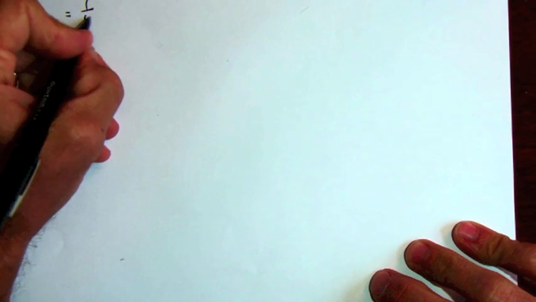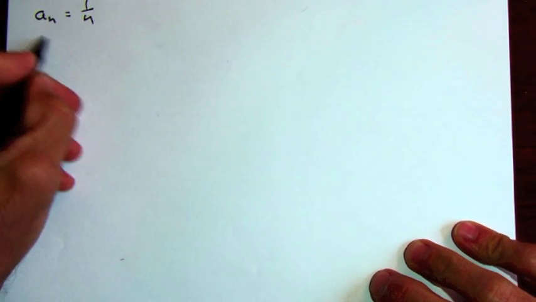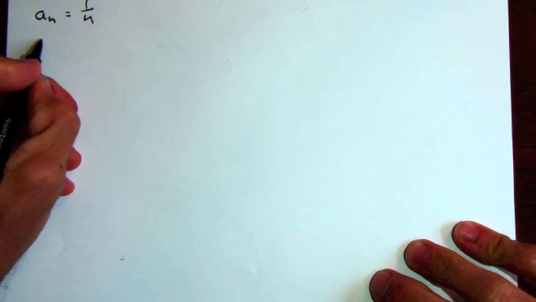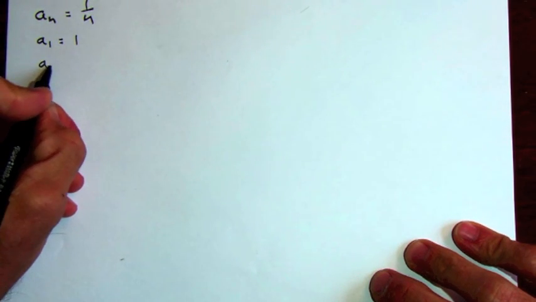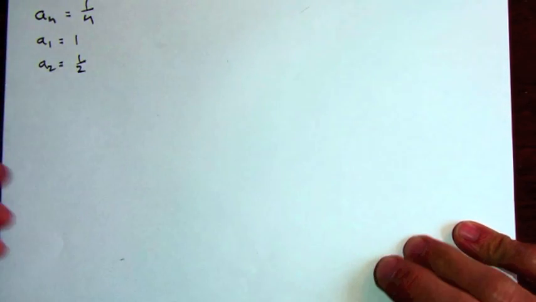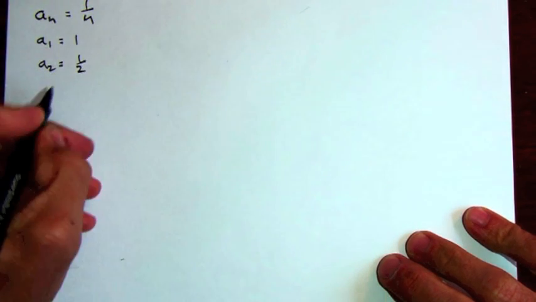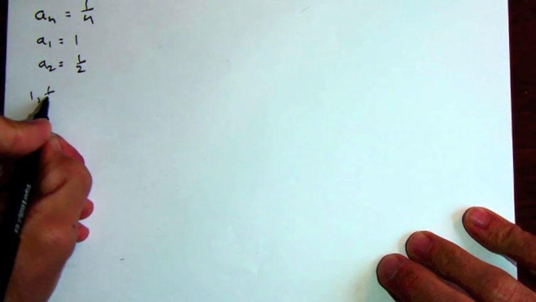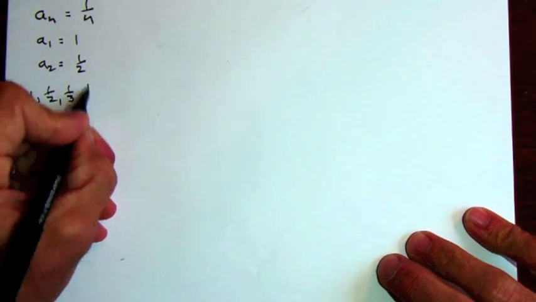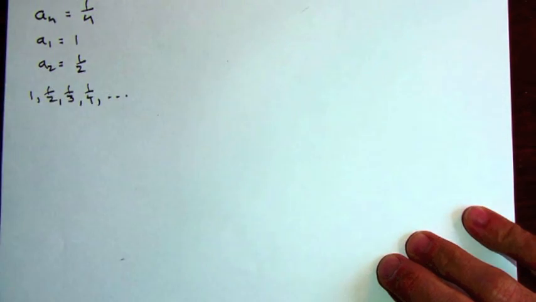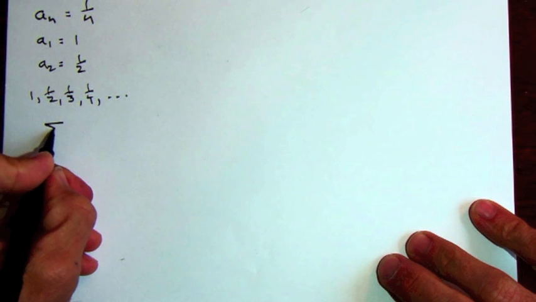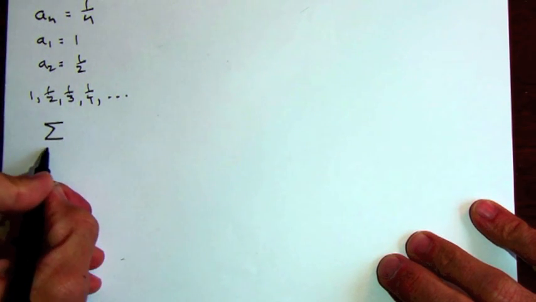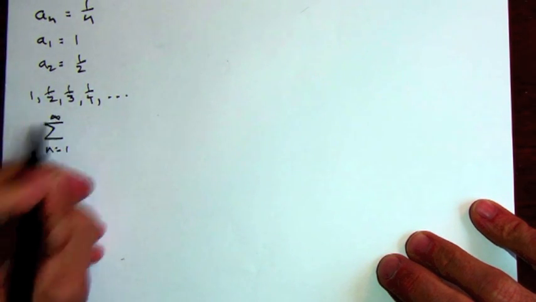So we could have a sequence that looks like this, right? So the sequence, A1 would equal 1 over 1, A2, 1 over 2, and so on. So our sequence would look like 1, 1/2, 1/3, 1/4, etc. I want to distinguish that from, we use this summation notation, n equals 1 to infinity of a sub n.